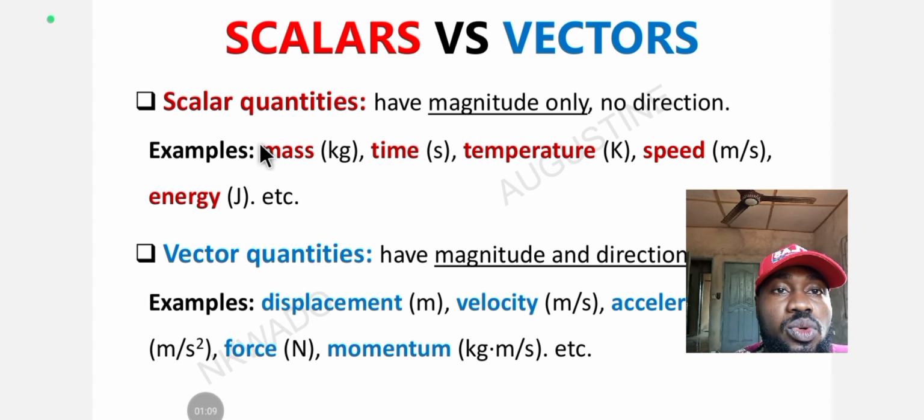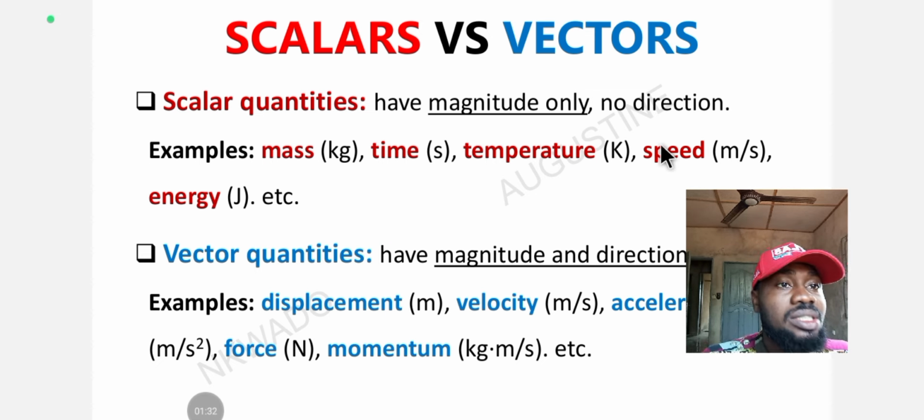Let's look at the examples of scalar quantities. The first example we have here is mass. There's a movement, there's a force, but there's no direction. Time. Yes, there's a movement, some range of movement. There's magnitude, but no direction. Temperature. There is a range of magnitude, but no direction.